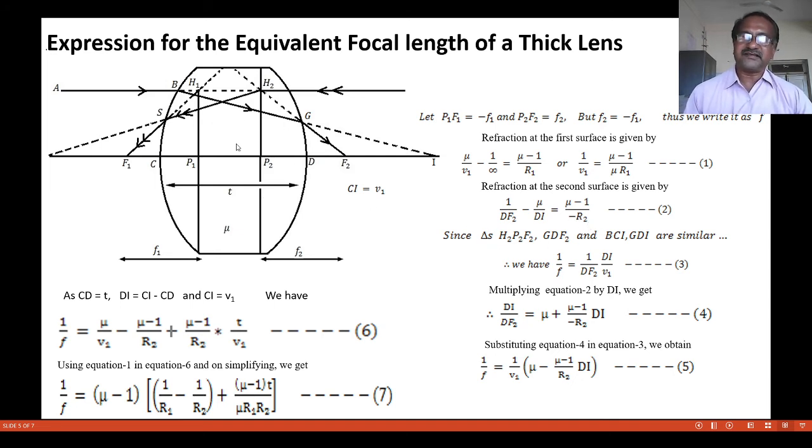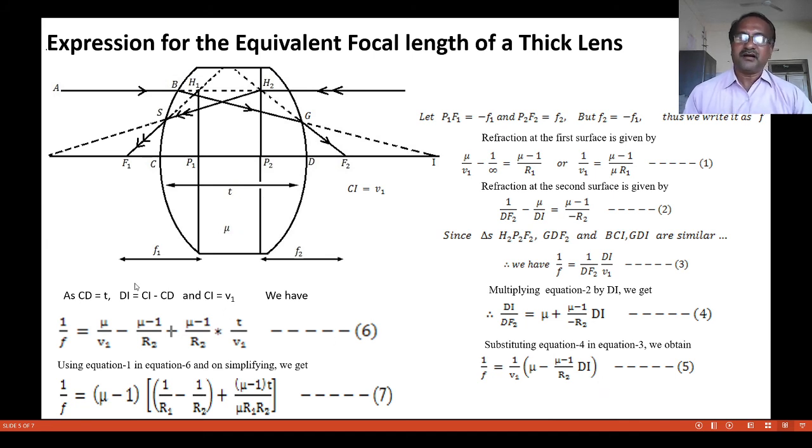Now, from this diagram, the triangles H2P2F2 and GDF2 are similar. Similarly, BCI and GDI are also similar. Based on those comparisons, we have this equation: 1 by f is equal to 1 by dF2 into dI by v2. Now, on multiplying equation 2 by dI, we get equation 4. On substituting equation 4 in 3, we get this equation.